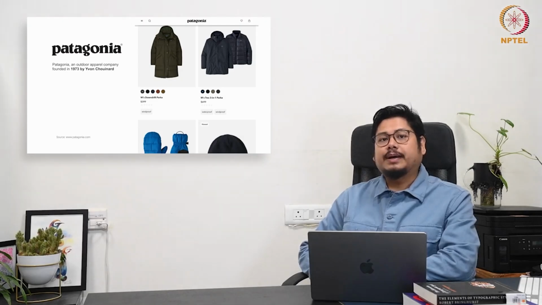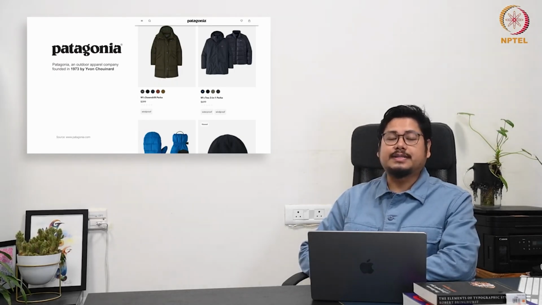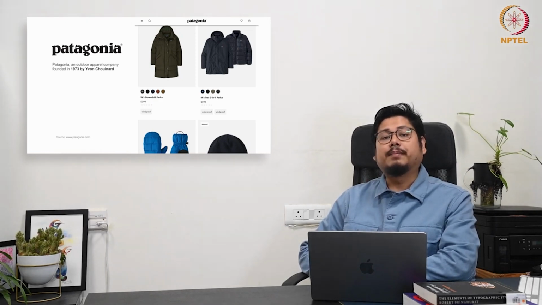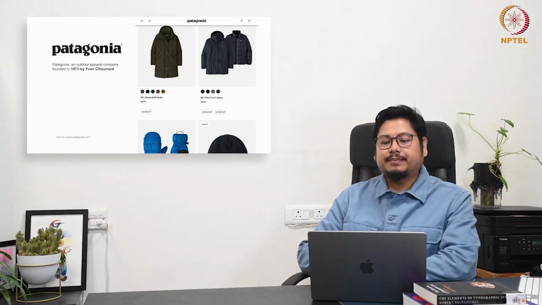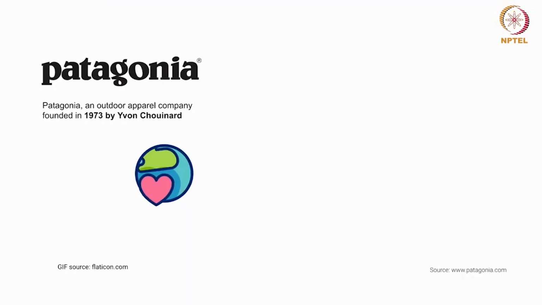Known for its commitment to the environment, sustainability and ethical business practices, Patagonia's branding and visual branding strategies are intricately tied to its mission and values, making it a leader not only in product innovation but also in brand loyalty and consumer trust. So as I said, Patagonia is an outdoor apparel company, but again, these are some of the interesting things which you will also observe when you go to their website.